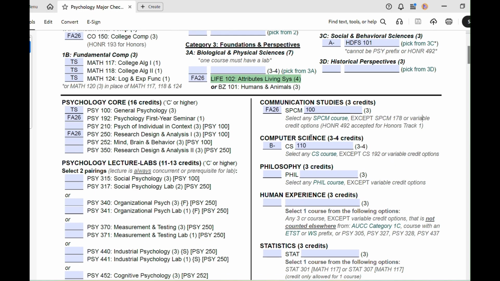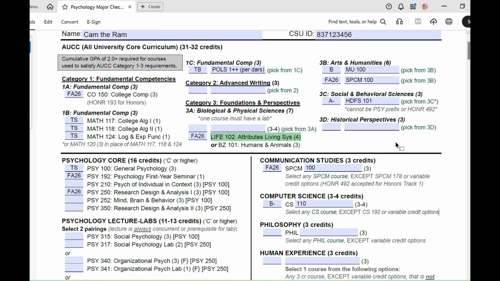Every psychology major must take a computer science course worth at least 3 credits. It can be any computer science except for CS 192 or variable credit options. Cam the Ram has completed Personal Computing and they earned a B-, so they are complete here. Some computer science course options will double count for an arts and humanities.